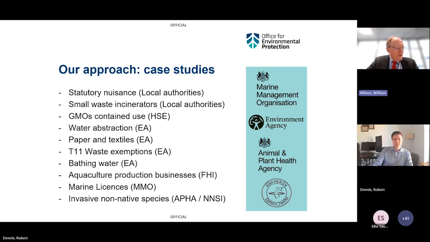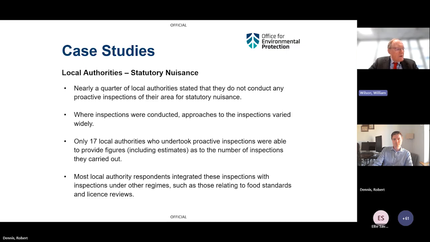If I can go on to just take 2 instances of those from local authorities. The first one is local authorities' statutory nuisance. Are we on that one? We are. Thank you. So just as an instance, we looked at the duty, in particular the duty in section 79(1) of the Environmental Protection Act 1990 for local authorities to inspect their areas from time to time for statutory nuisance.